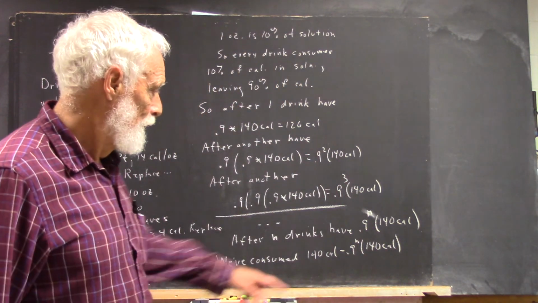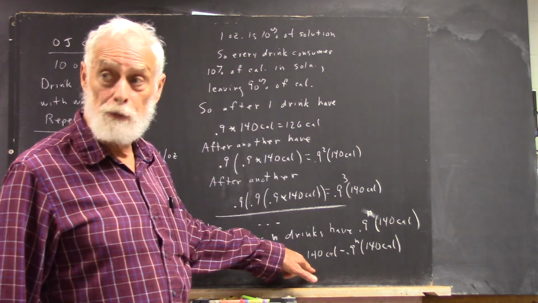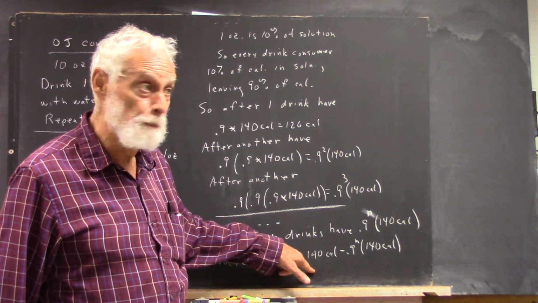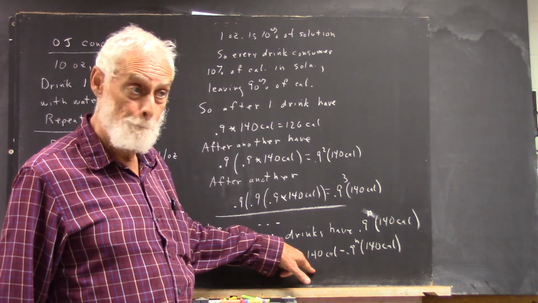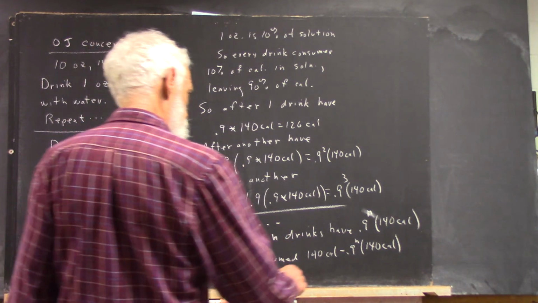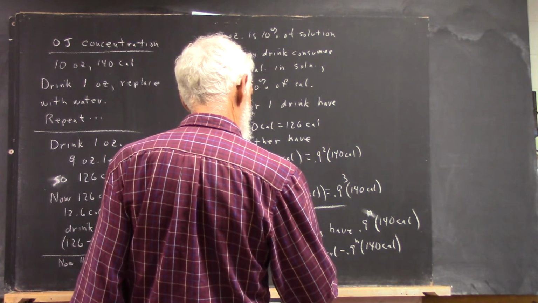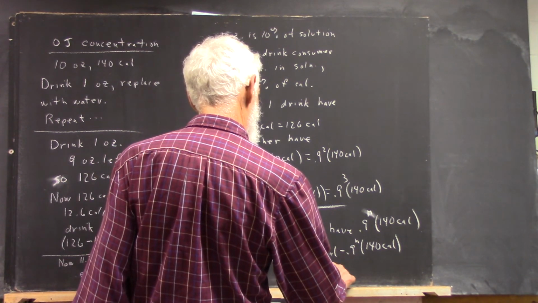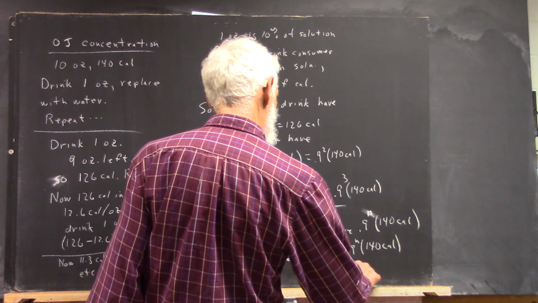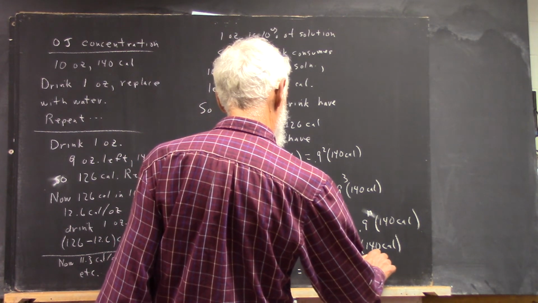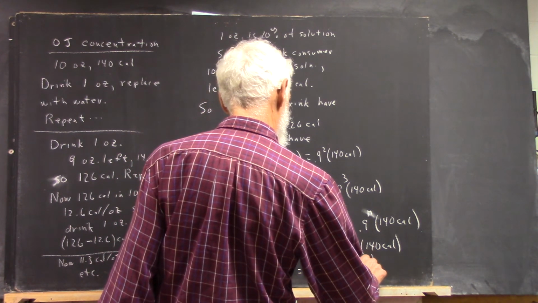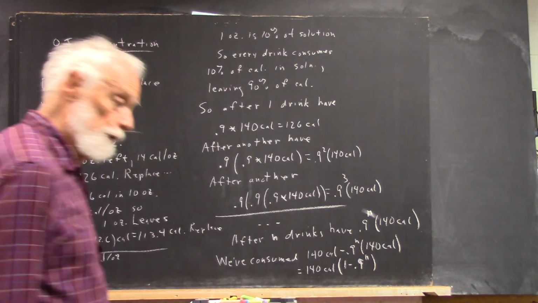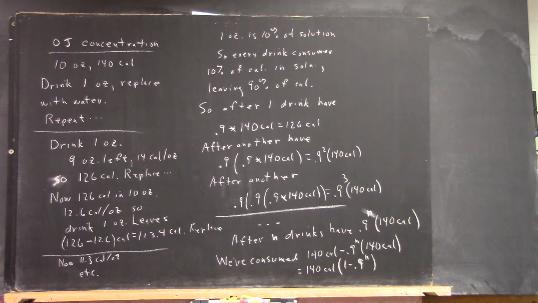Well, this is how much we got left, this is how much we started with, we've consumed the difference. Okay? And of course we can do a little factoring and write that as 140 calories times 1 minus 0.9 raised to the n, right? Okay? Make sense?